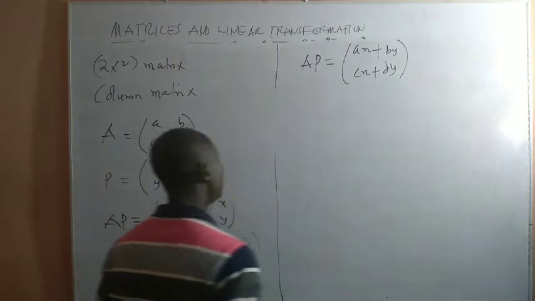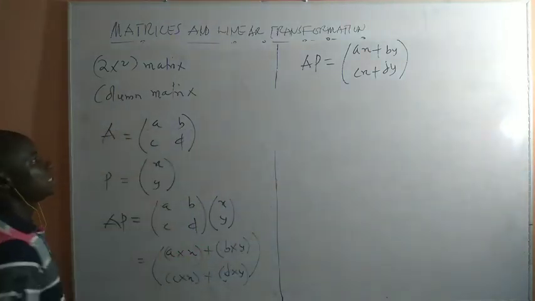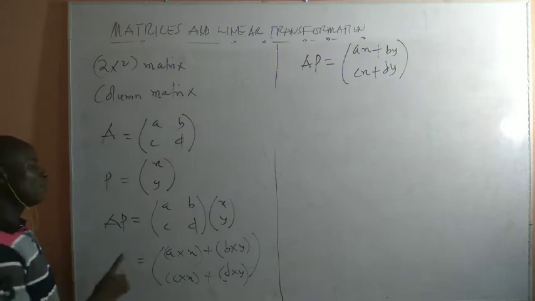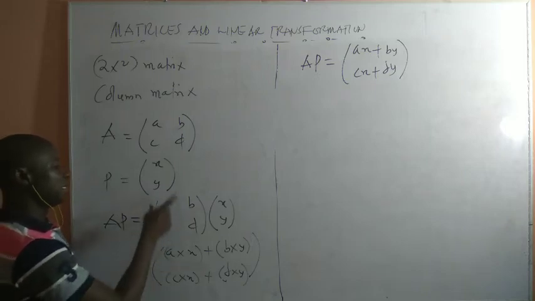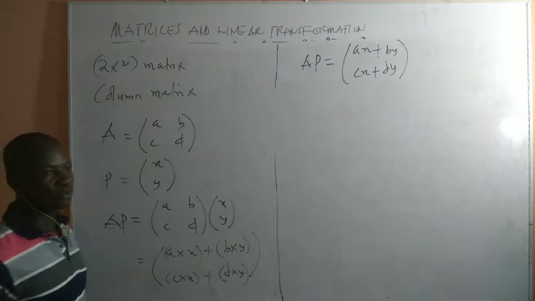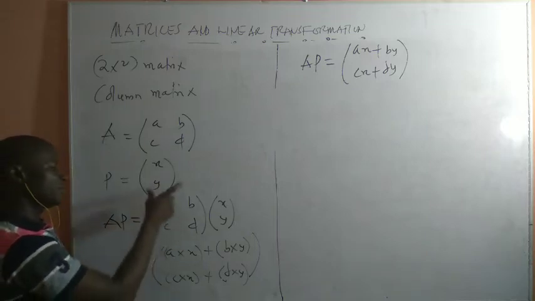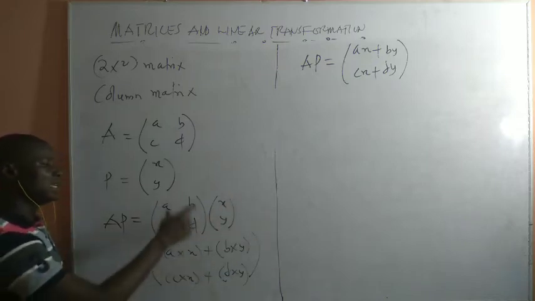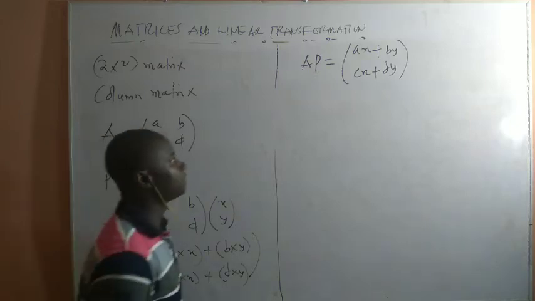So when we multiply the 2 by 2 matrix by the column matrix, that is what we are getting. Now don't forget, before you can multiply two matrices together, you have to know that the number of columns of the first matrix is equal to the number of rows of the second matrix. If the number of columns of the first matrix is not equal to the number of rows of the second matrix, then we say that it is not commutative under matrix multiplication.